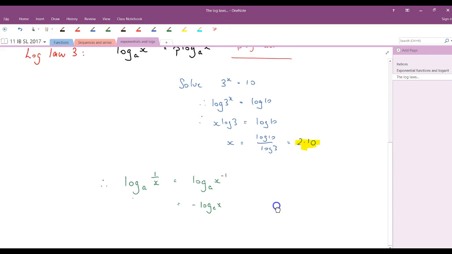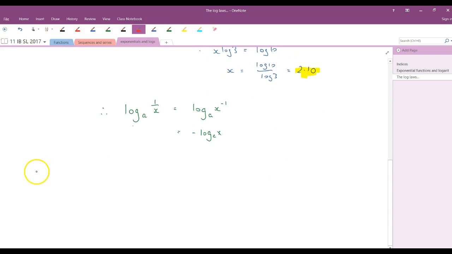There's one more, log law 4. It's the change of base theorem. Log law 4 is the change of base theorem.